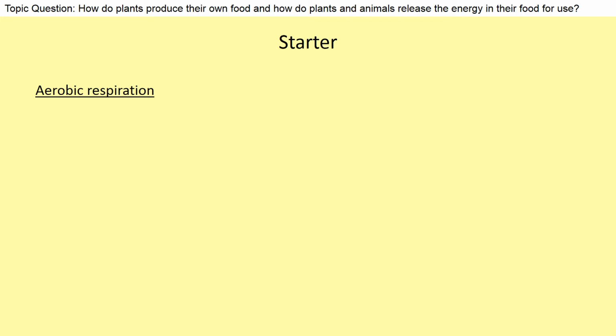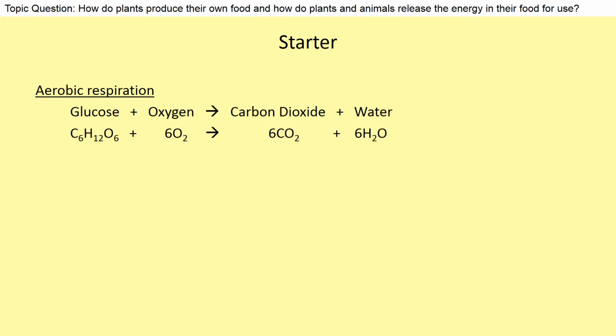Respiration then. We'll start off with aerobic respiration. What do we get for this? Check your answer. Hopefully you've got exactly the reverse of that photosynthesis equation. So glucose plus oxygen will form carbon dioxide and water, and that symbol equation is exactly the same. So there's your C6H12O6 and then we've got 6 oxygens going to make 6 carbon dioxides and 6 waters.